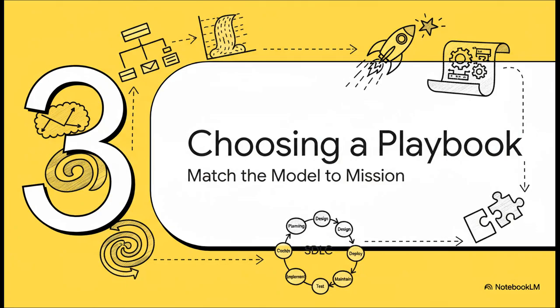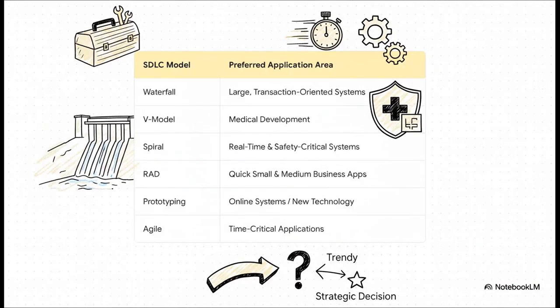So we have these 2 very different playbooks, Waterfall and Agile. How on earth do you know which one to choose? The key is to understand that there is no one-size-fits-all solution here. It is all about matching the right model to your specific mission. And this really shows that there is a right tool for every job.